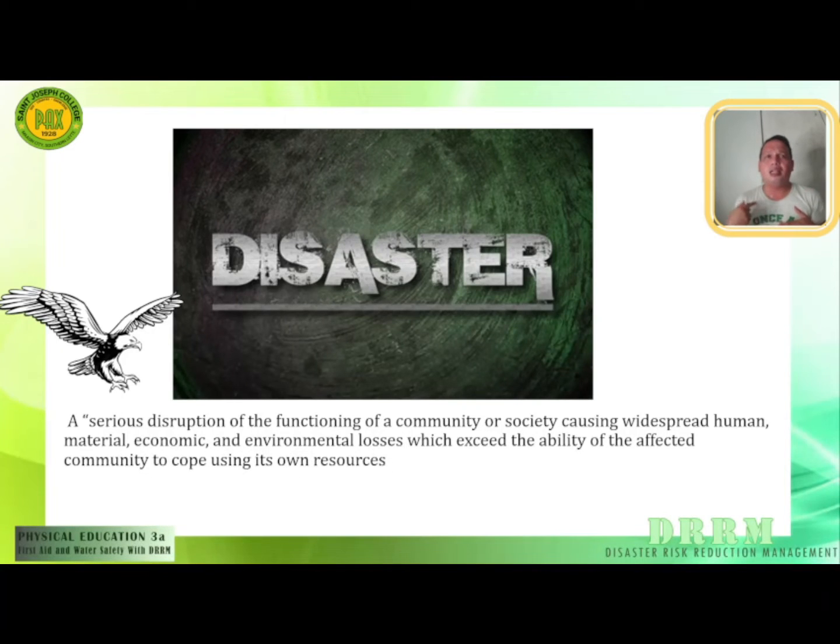Then material, because of the disaster, there are some crops that can't be utilized because of the damages, like rice and coconut. For example, after Odette there was a scarcity in coconut production. Then economic, since there is damage to the stores and to the sources of our needs, we have difficulty in producing income. Then of course the environmental losses, like damage to trees, to animals, to life forms in the seas, and also to birds and other members of the environment.